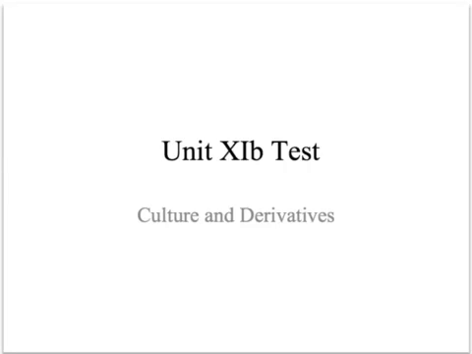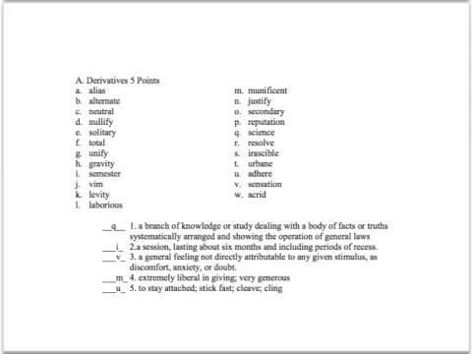In this video, I'm going to go over the culture and derivative section of the Unit 11b test. A branch of knowledge or study dealing with a body of facts or truth systematically arranged and showing the operation of general law, that's science, from the word scio, to know. A session lasting about 6 months, including periods of recess, that would be a semester.